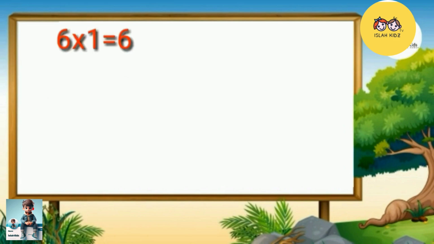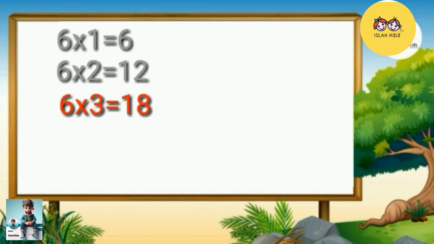6 ones are 6. 6 twos are 12. 6 threes are 18. 6 fours are 24.